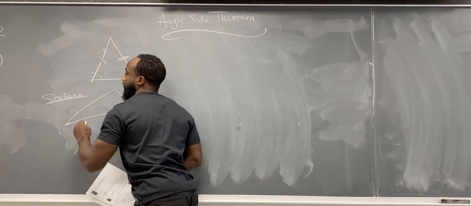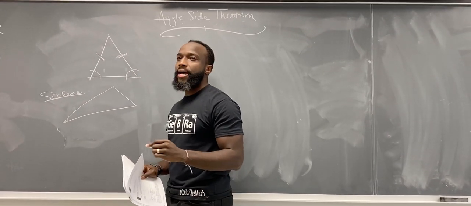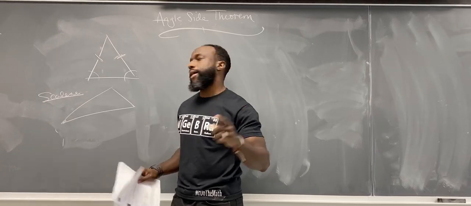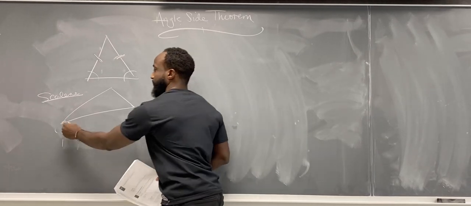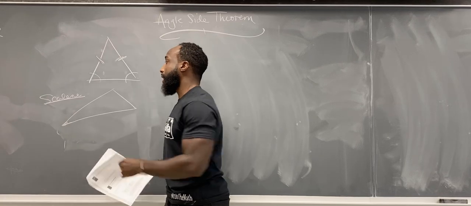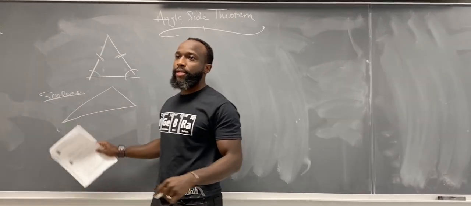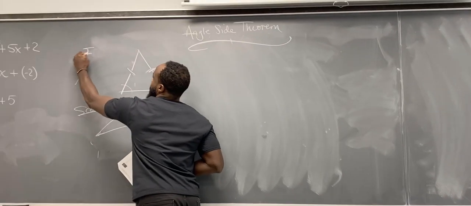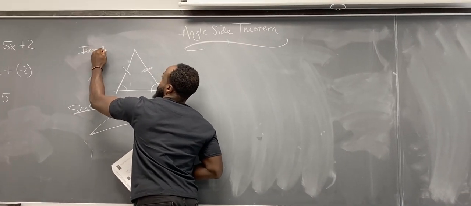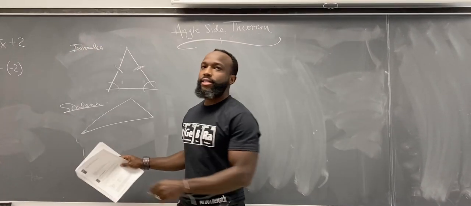Scalene is the Greek god of, what did I say? No, isosceles. Isosceles is the Greek god. He's not a Greek god. He's a Greek. Scalene is the lady that works at a pie shop. We're giving identities to these triangles.